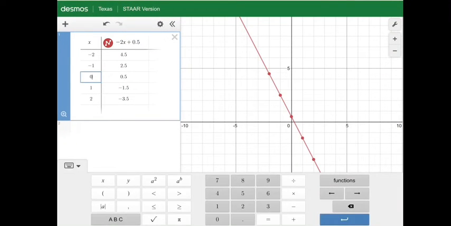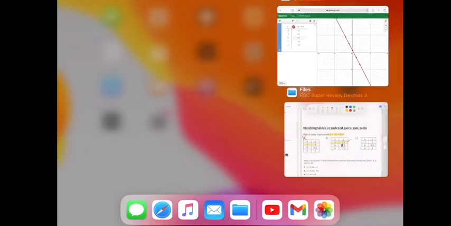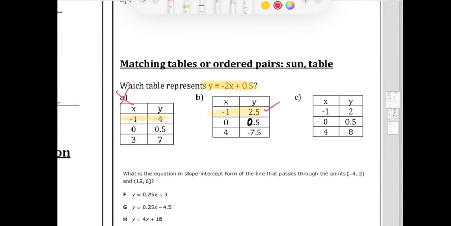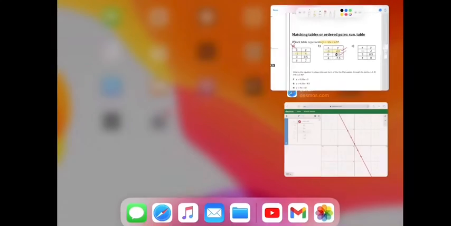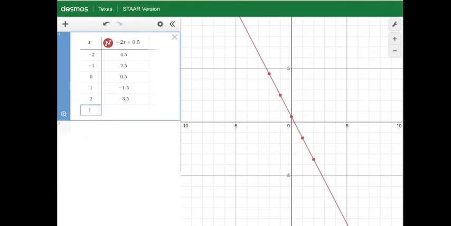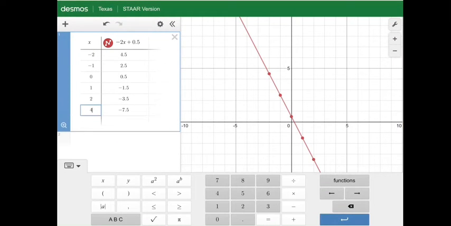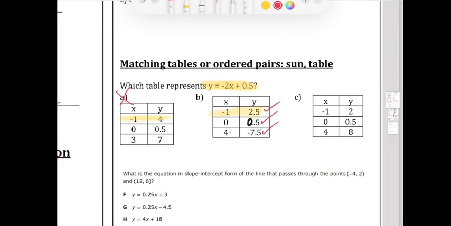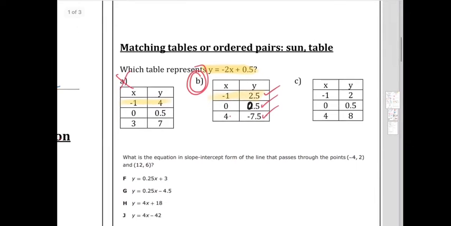On this table, when x is 0, is it 0.5? Yes, it sure is. On this table, when x is 4, is the y negative 7.5? I don't know. Let's find out. When x is 4, yep, it is in fact negative 7.5. So this one's also correct. So the correct answer is B.